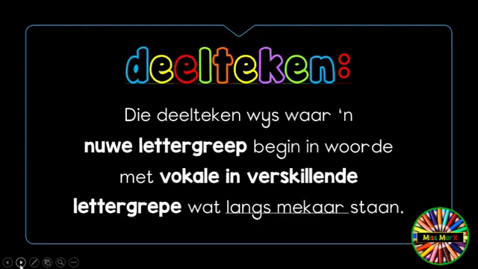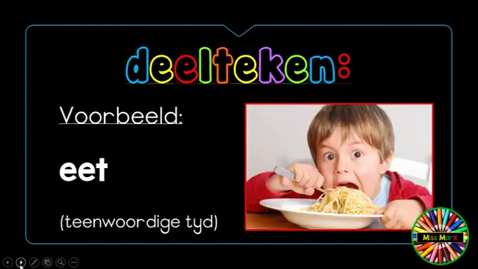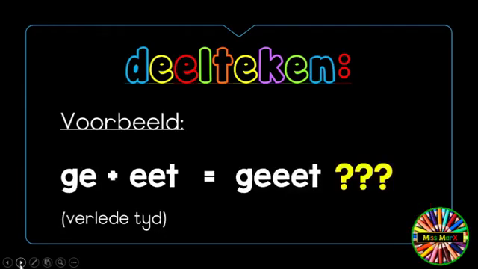But let me illustrate it for you. Let's take the word eet. Eet means eat, and it's a word in the present tense. Eet is in die teenwoordige tyd. But what happens if we place a ge in front of eet to make it a past tense verb? Ge plus eet will get, oh goodness, what's written there? Geet. We know it's supposed to be ge eet. However, someone that does not know what we're trying to say might read this word completely different. So you see, the deelteken helps us with pronunciation and the spelling of words.